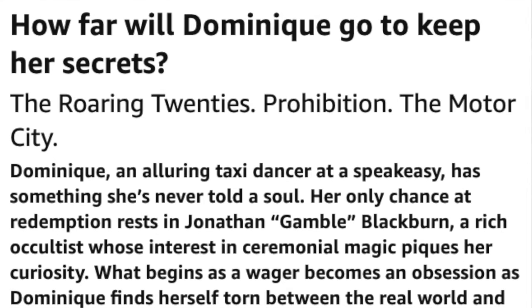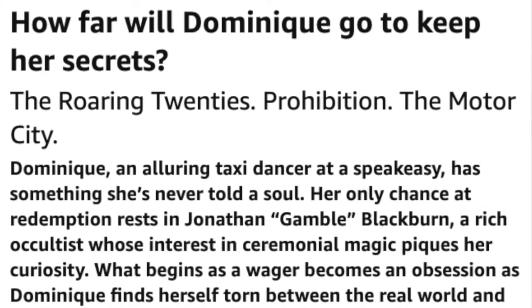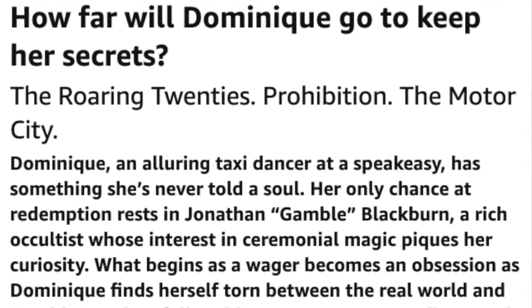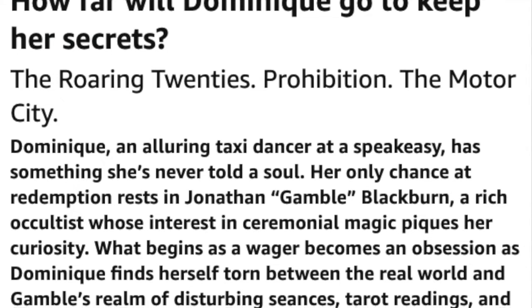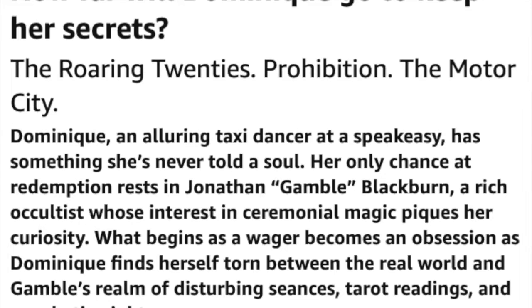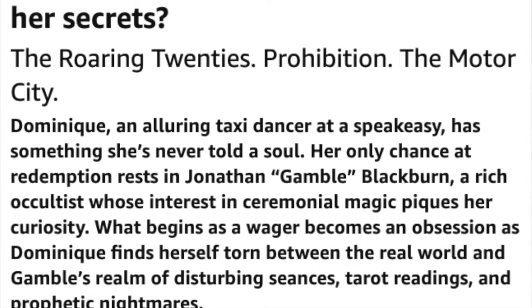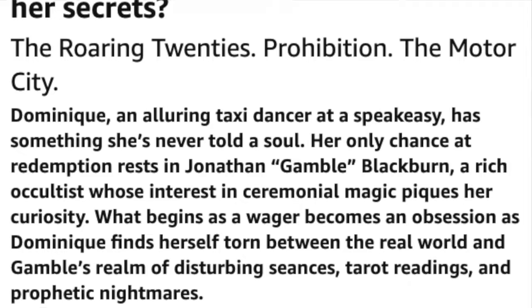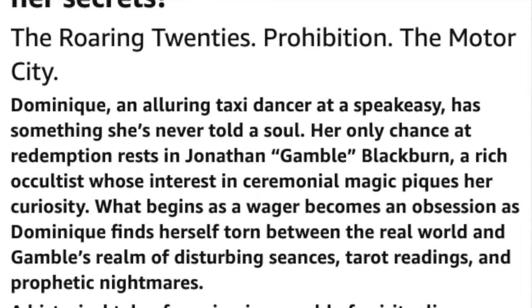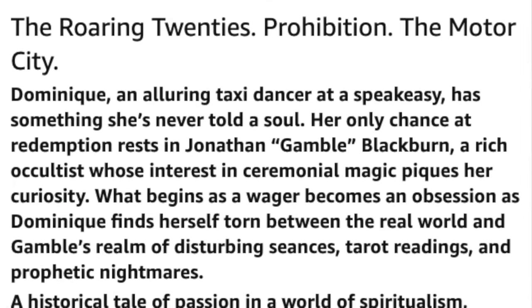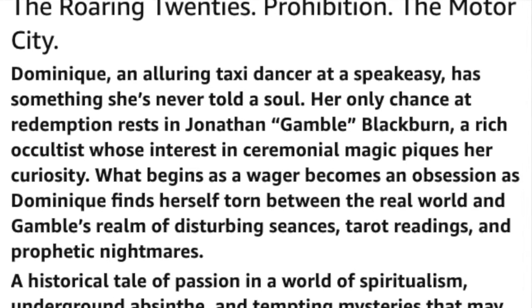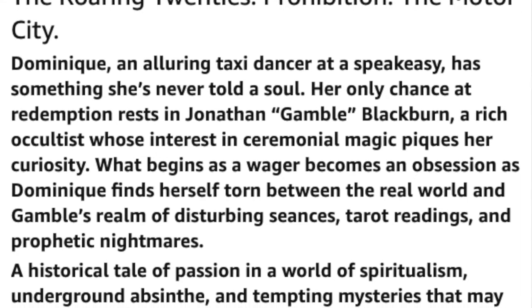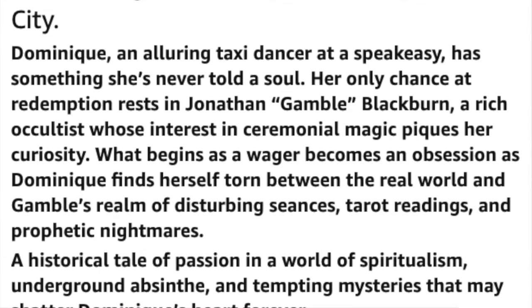So let's start, I guess, with the synopsis. How far will Dominique go to keep her secrets? The Roaring Twenties, Prohibition, the Motor City. Dominique, an alluring taxi dancer at a speakeasy, is something she's never told a soul. Her only chance at redemption rests in Jonathan Gamble Blackburn, a rich occultist whose interest in ceremonial magic piques her curiosity. What begins as a wager becomes an obsession as Dominique finds herself torn between the real world and Gamble's realm of disturbing seances, tarot readings, and prophetic nightmares.